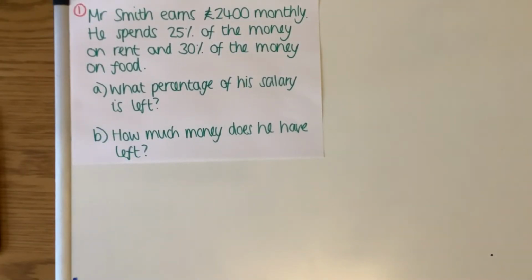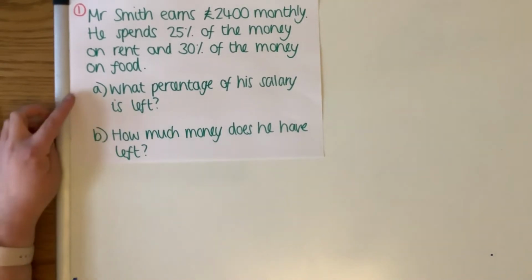Today we're going to continue learning to find a percentage of an amount. We're just going to start off by going through a question together. We're told that Mr. Smith earns £2,400 monthly. He spends 25% of the money on rent and 30% of the money on food. A, what percentage of his salary is left? B, how much money does he have left? This question is slightly different because we're given two lots of percentages and there are two steps. There's an A and a B to answer this question.